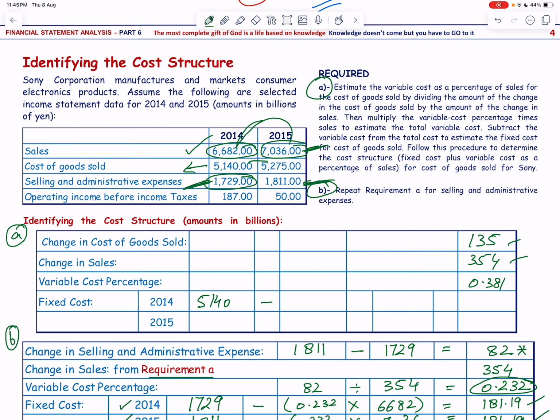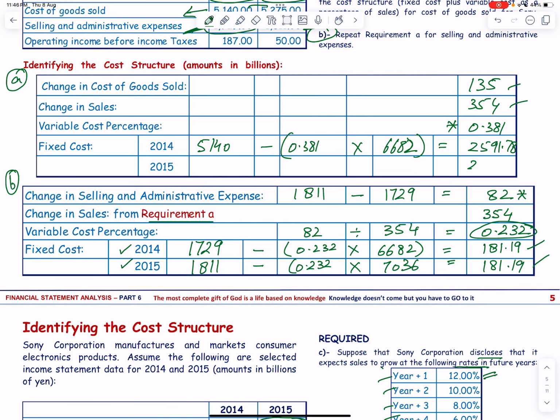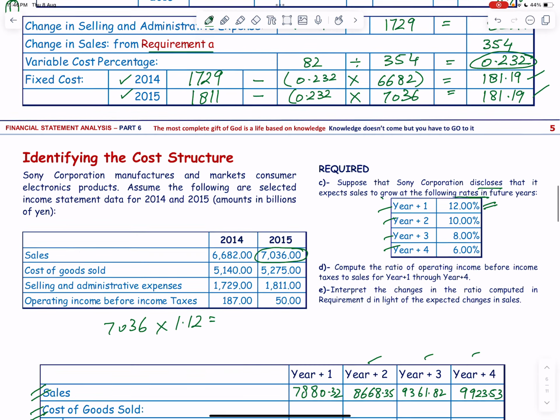So now for the fixed cost, we have the cost of goods sold 5140 minus the variable cost percentage, that is 0.381, and this will be multiplied by 6682, that is the sale of the year 2014, and this will be equal to 2591.78. So this is the fixed cost for the year 2014, and it will not change for 2015 as well. So let us jump back to what we were solving.